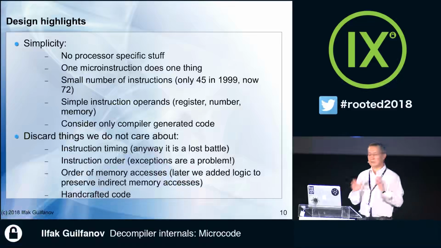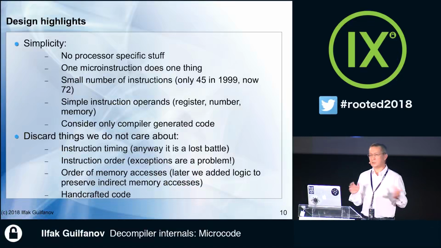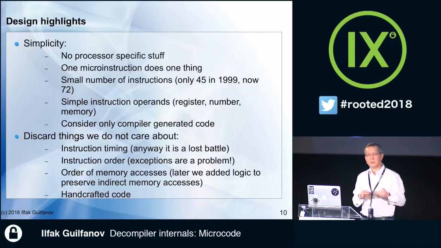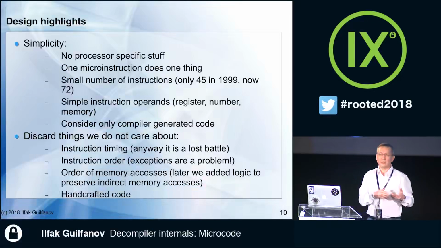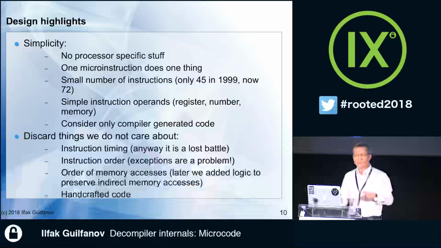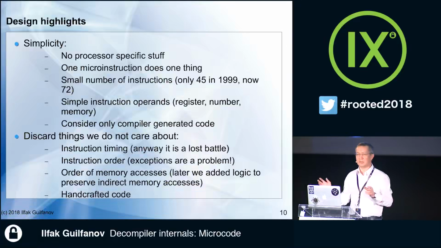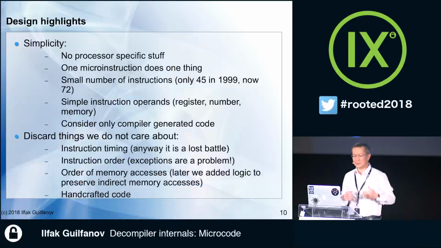The design highlights, that's something that we always wanted to have with microcode. Of course, it should be universal. There shouldn't be any processor-specific stuff. Micro instructions should be very simple. One instruction does only one thing without any side effects. A very small number of instructions. We started with 45 in 99, and now we have 72, just because we added new functionality, like, for example, floating point arithmetic. It was not existing before, and we added it. The instruction operands should be very simple: registers, numbers, and memory operands, and nothing else. Well, that was the beginning, and later we had to add many other things.